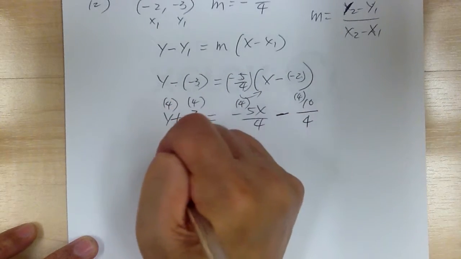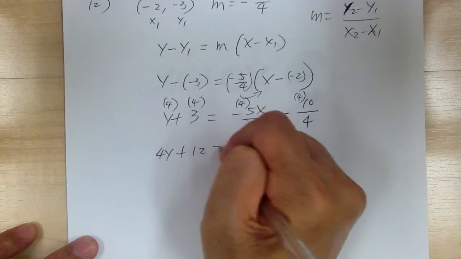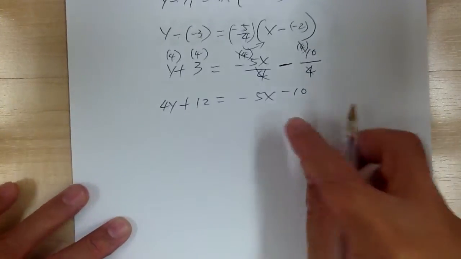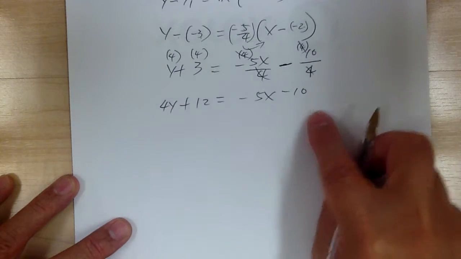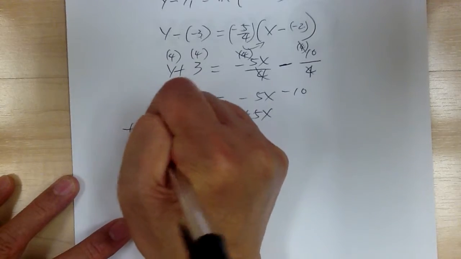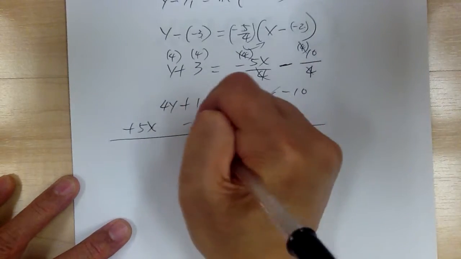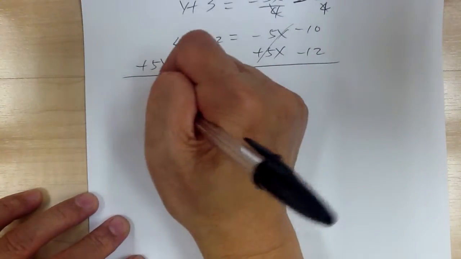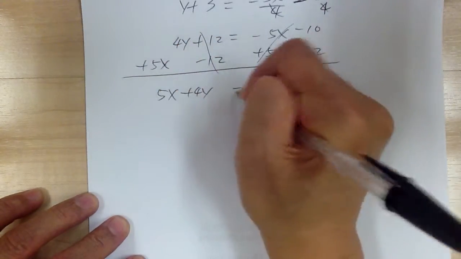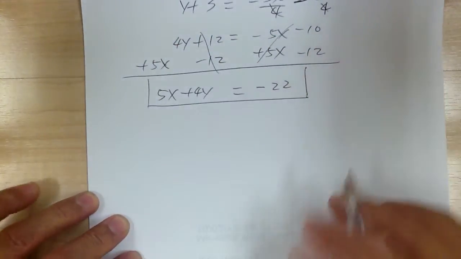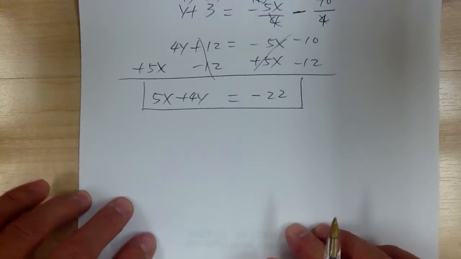So this one does not cancel, so you got 4y. It's plus 12. This cancels, so it would be minus 5x. This cancels, and it will be minus 10. So move the variable to the left-hand side. Move the number to the right-hand side. So plus 5x, plus 5x. So this cancels out. Minus 12, minus 12. So this cancels out. So you end up with 5x plus 4y is equal to negative 22. And that is your equation in the standard form. Okay, so let's go to number 14.